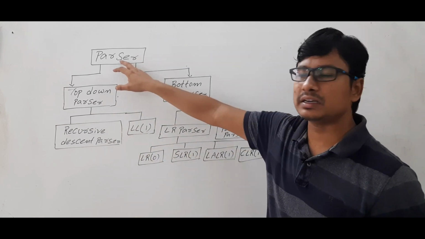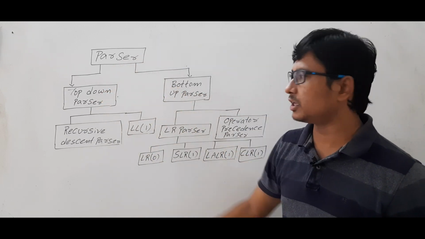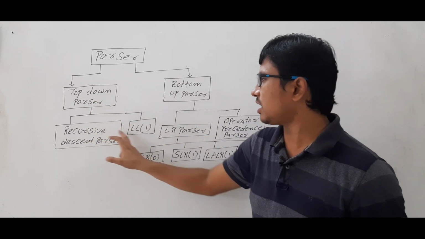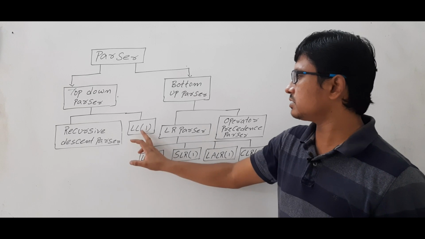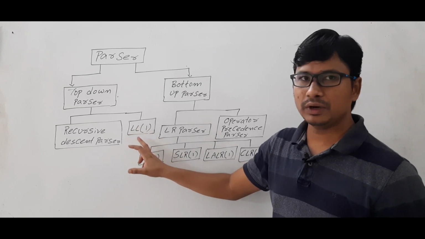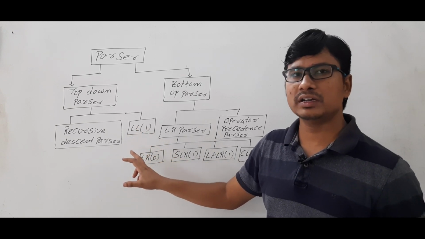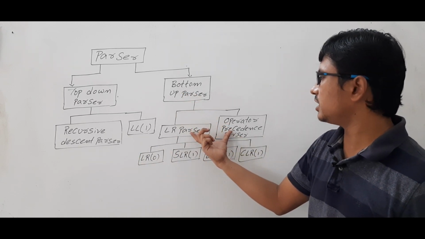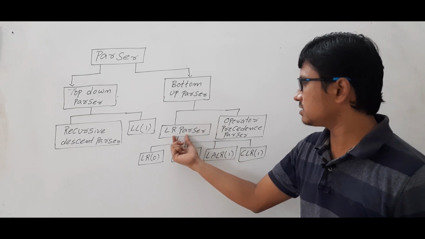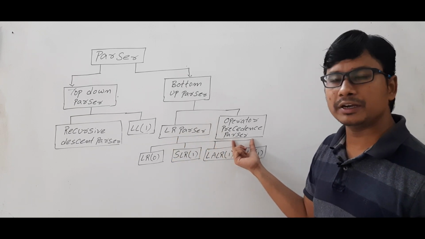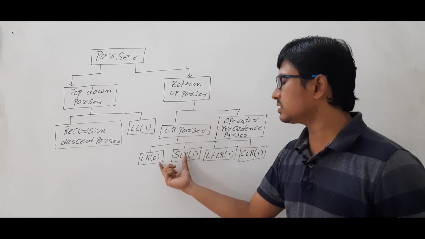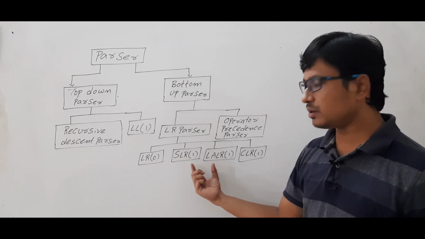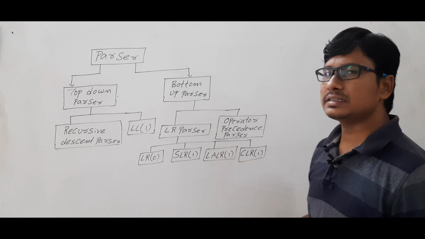If you look at it, parser is broadly classified into two types: top-down parser, bottom-up parser. Top-down parser is again classified into recursive descent parser and LL1. LL1 can be even called as non-recursive descent parser or predictive parser. Bottom-up parsers is again classified into two types as LR parser and operator precedence parser. LR parsers are again classified into four types. One is LR0, SLR1, LALR1 and CLR1.